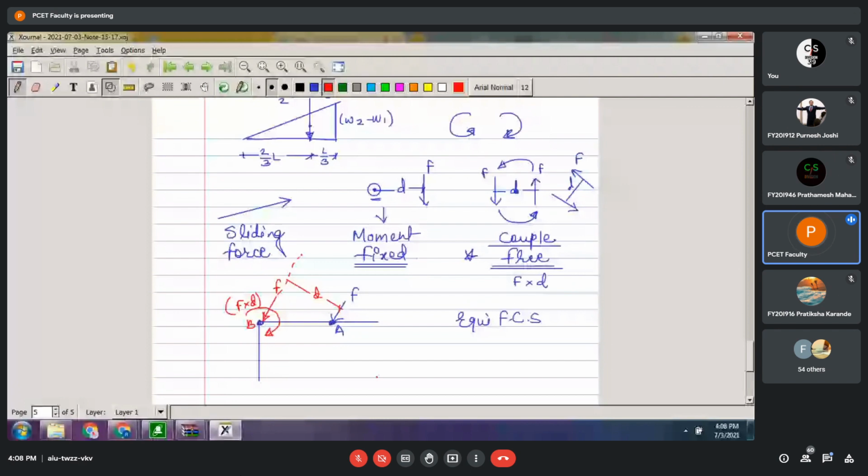If it is not possible for me to take moment of this inclined force, better you resolve the inclined force at its point of application according to its quadrant and take moment of these two components instead of one single force. Take that moment about the new point. You will get the same value. Is it clear? So this is equivalent force couple system.